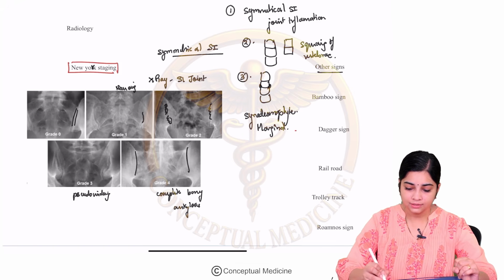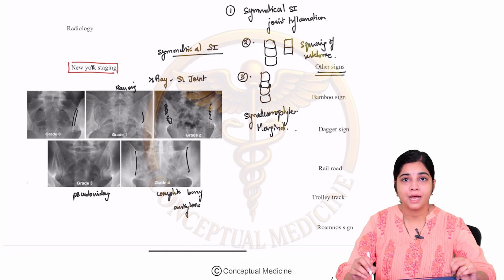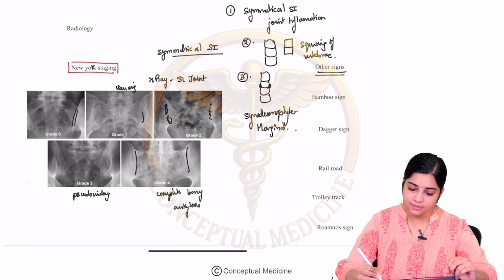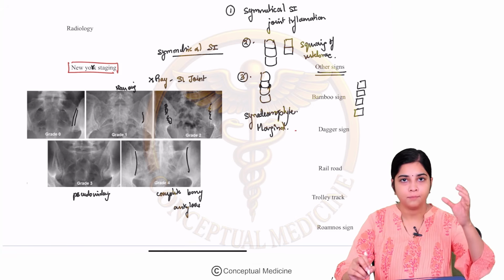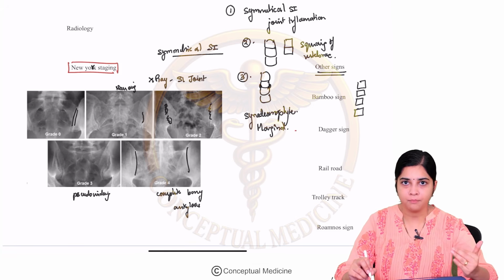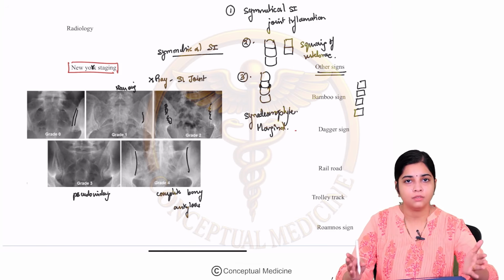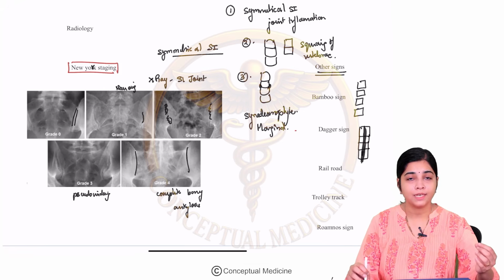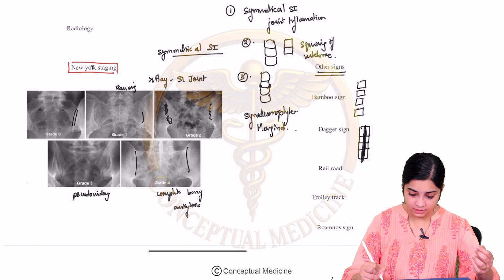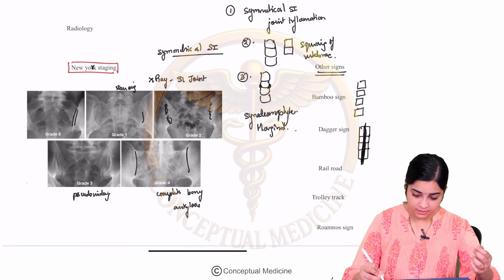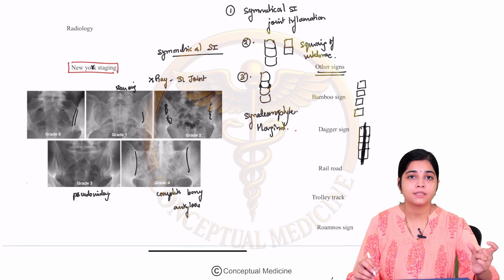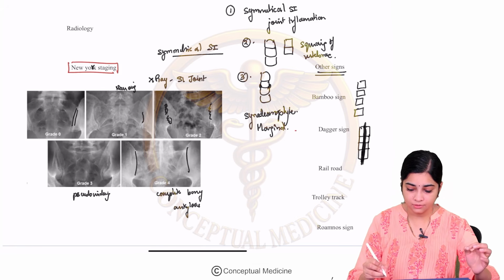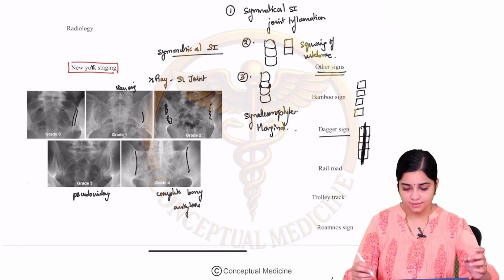Certain other radiological signs that we should be aware of, right? So what is bamboo vertebrae? Once these vertebrae become squared out, they appear very similar to a bamboo shoot, and this is what we call the bamboo spine, which is the last or almost last stage of ankylosing spondylitis. Then we have an interspinous ligament which is running here. The interspinous ligament can get calcified, and the sign that you get is what we call the dagger sign.